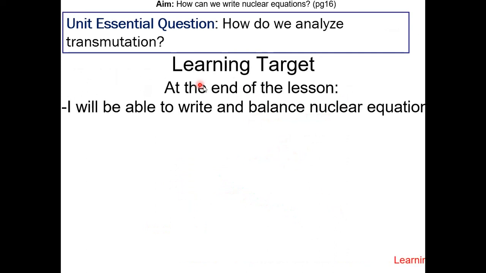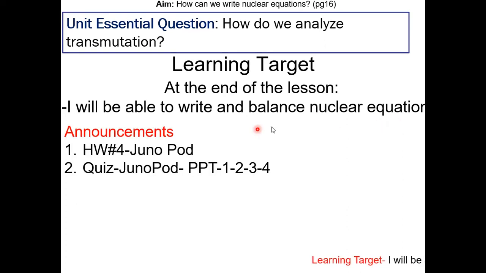Learning target. At the end of the lesson, I'll be able to write and balance nuclear equations. Homework will be number 4, which will be a Junipod based off this lesson. There will be a quiz Junipod on PowerPoints 1, 2, 3, and 4.